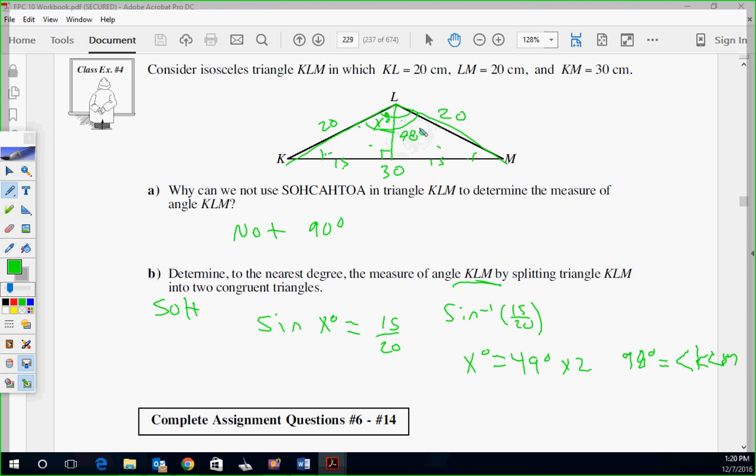Why does it say KLM? Why doesn't it just say the angle of L? L's another way you can do it. How do you know you're not trying to find L when it says KLM? KLM because it's the order. So when you're doing the order, it goes K, L, M. What angle did that make? It made that angle. That's how you read it. That's a good question.